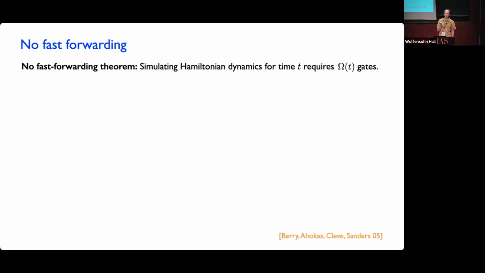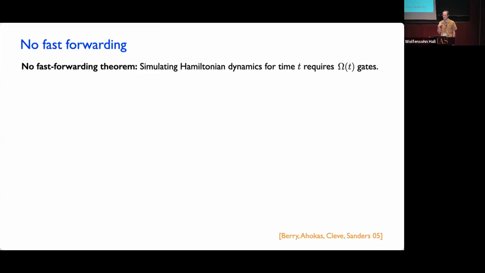Okay, I want to mention one other complexity result related to Hamiltonian simulation that will motivate some of the algorithmic questions that we think about later on, which has to do with the cost of simulating Hamiltonian dynamics for some given evolution time. So there's this thing that sometimes goes by the name the no fast forwarding theorem, which says that if you want to simulate the dynamics of some Hamiltonian acting for time t, you need a number of gates that grows at least linearly in t.